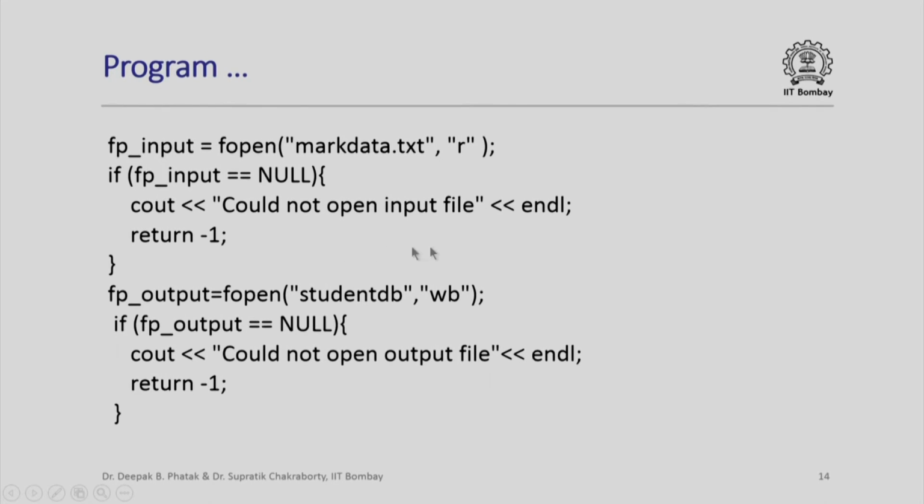In exactly the same fashion, we associate the fp_output file pointer by opening another file called studentdb. Note the parameter "wb". W means for writing, so it is an output file. B means binary file. By default, this is a text file, but when we write b, it means a binary file. So in short, a binary file will be opened with this name. Of course, if for some reason the file cannot be opened, I will get a null pointer. I will put out an error message and get out with a return -1.